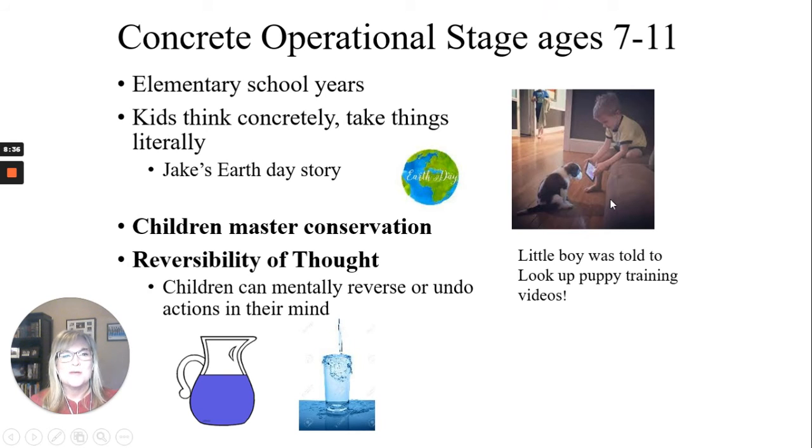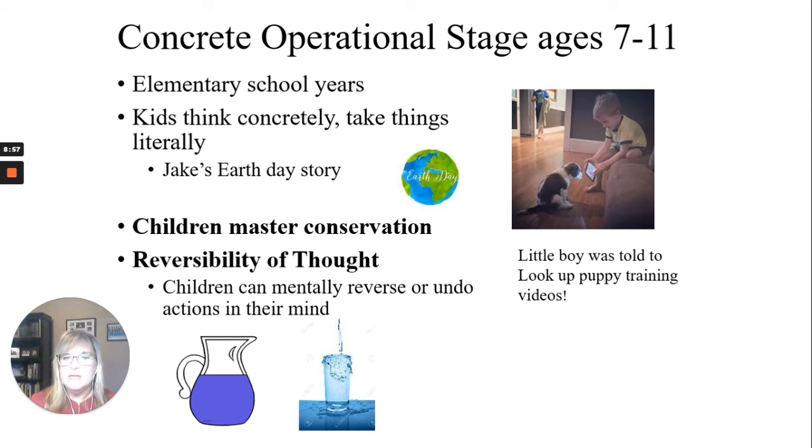I thought this was a super cute picture of this little boy. His mom told him to look up puppy training videos to train their new puppy, and he figured he could just show the video to the puppy, and the puppy would learn from the iPad or whatever. Pretty cute, I thought. So at this stage, children learn a couple different skills: conservation and reversibility of thought.